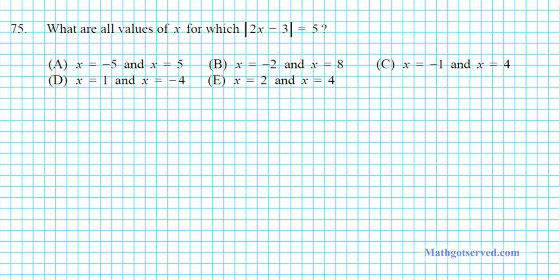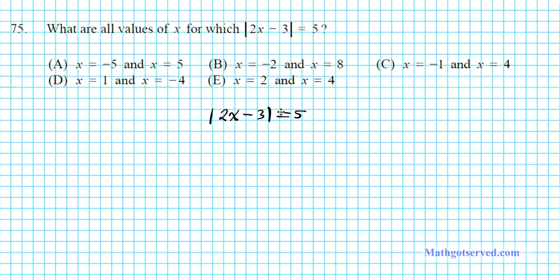All right, let's take a look at number 75. It says, what are the values of x for which the absolute value of 2x minus 3 is equal to 5? This is an absolute value equation. It's 2 points, unlike number 74, which is an absolute value inequality, which represents a region. So you want to keep the difference in mind. In this case, we're solving for boundary points. Where are the boundary points here?